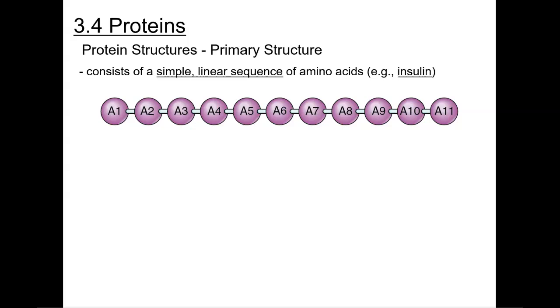And the protein primary structure is going to consist of a simple linear sequence of amino acids. This one here is insulin. And so it puts together amino acid 1, 2, 3, 4, and so on. You see 11 hooked together here.